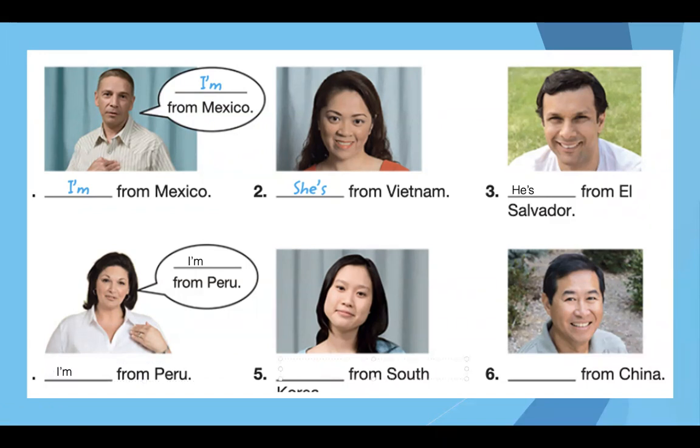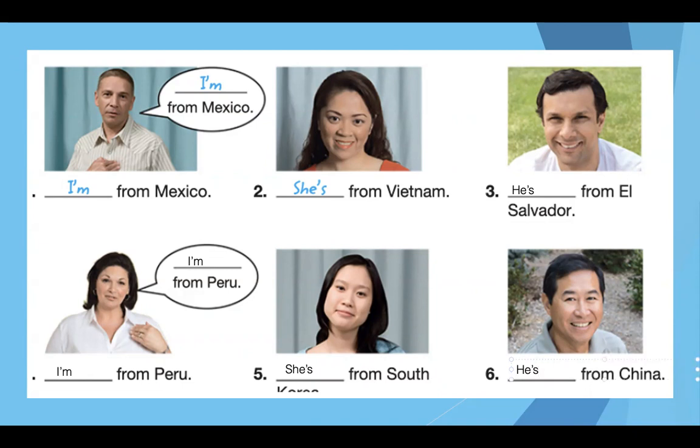For number 5, would we say she's from South Korea or he's from South Korea? This one would be she's. She's from South Korea. And number 6, would we say he's from China or she's from China? This one would be he's. He's from China. I will read all of these examples one more time.